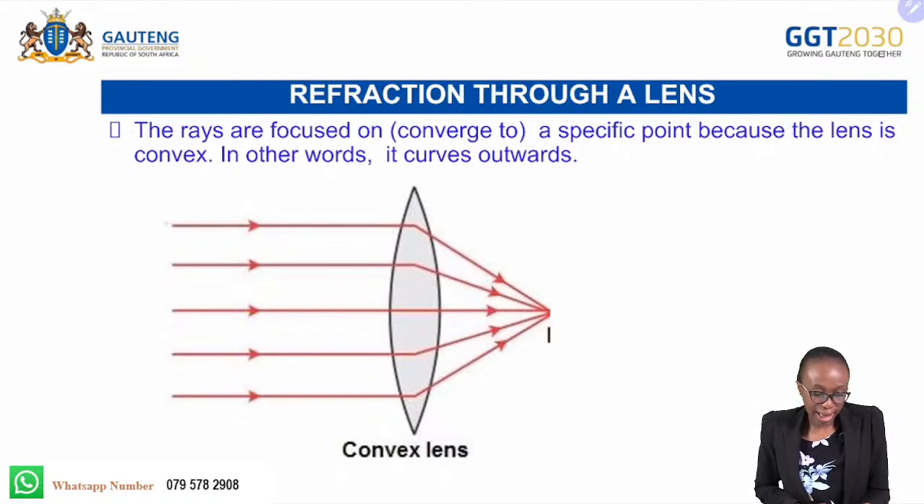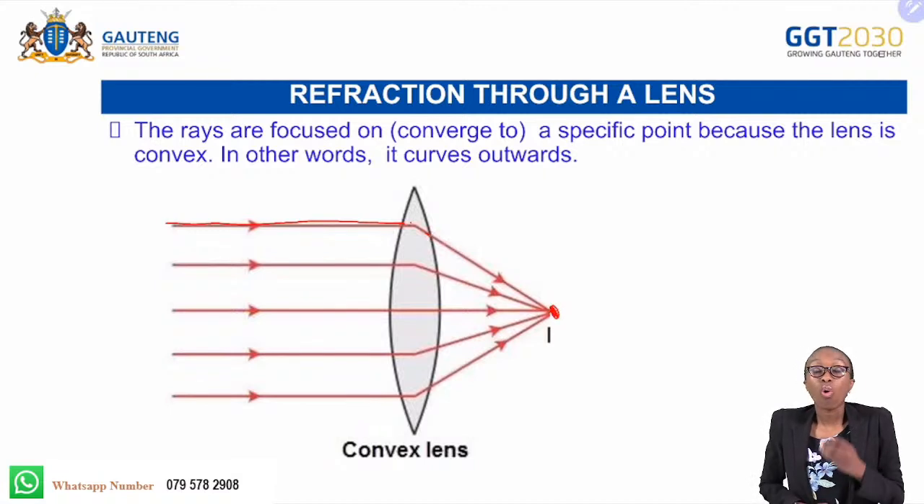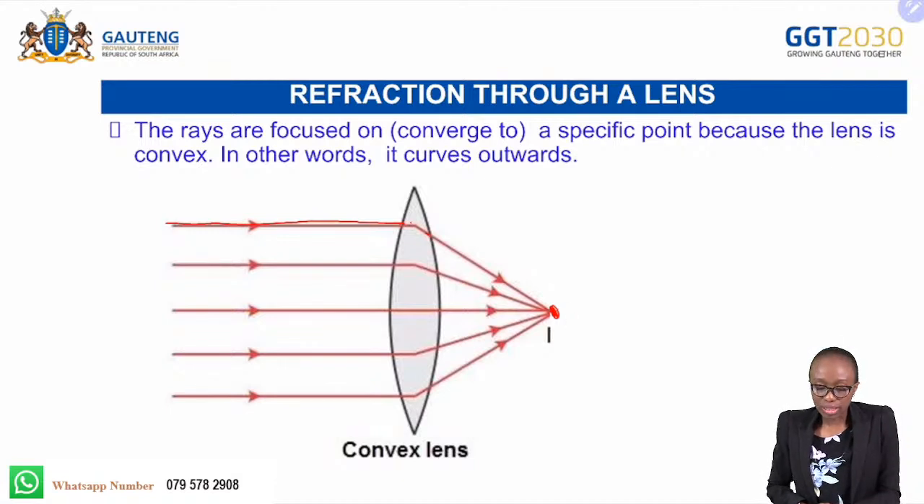The light rays are coming in straight. They hit the first surface of the lens, they bend, they hit the second surface of the lens, they bend again, and then they all converge, or they all come together to this point.